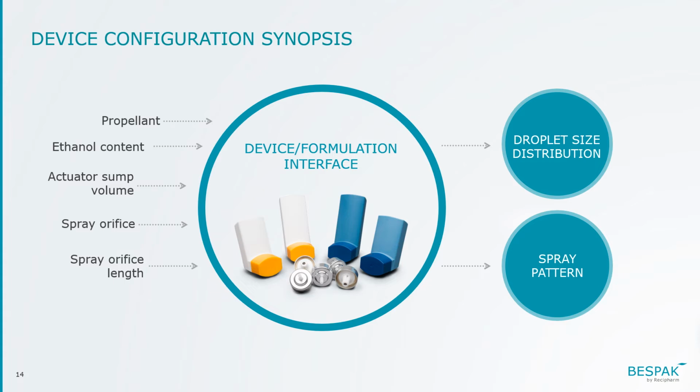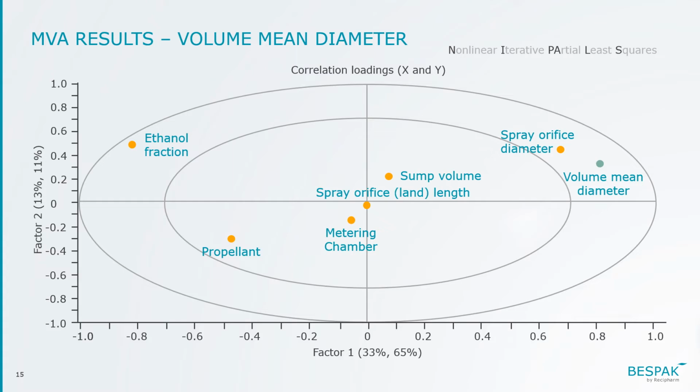In summary, the device and formulation characteristics on the left interact to form the outputs on the right. Partial least squares regression was used to analyse our results. This allows the relationships between the input variables and the response variable or response variables to be quantitatively described. Here we use the NIPALS algorithm.